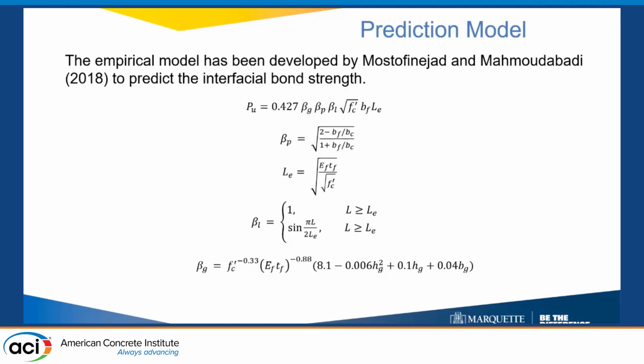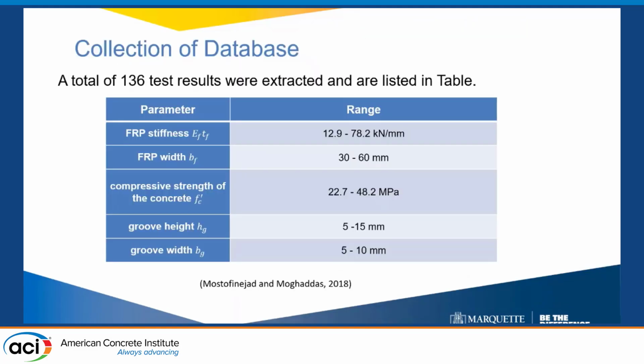Based on this empirical model, the bond strength highly depends on 5 input parameters. Number 1 is the stiffness of FRP. Number 2 is the strength of concrete. Number 3, the height of the groove. Number 4 is the width of groove. And the last one is bond width, actually the bonding area. And we will collect the data for all those 5 key inputs.